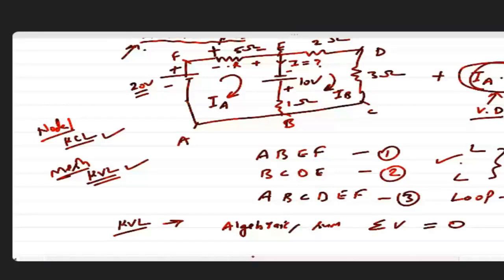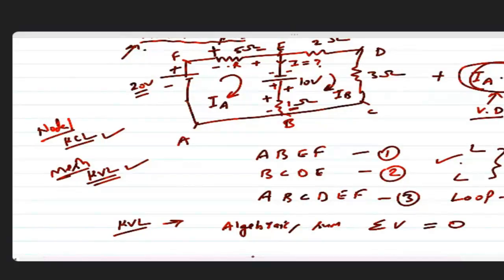IA into 5 will be plus here, minus here. These two signs of voltage drop will be useful for writing the KVL equation. For this battery given, minus is this, plus is this. And for this resistance, what will be the polarity of the voltage drop? You can see IA is entering from here and releasing from here, no issue.